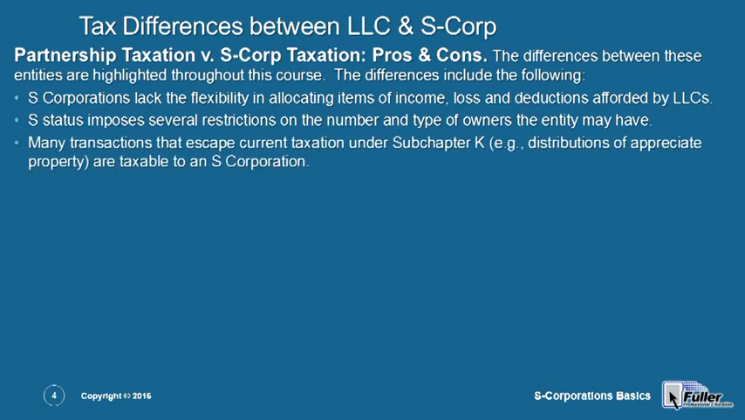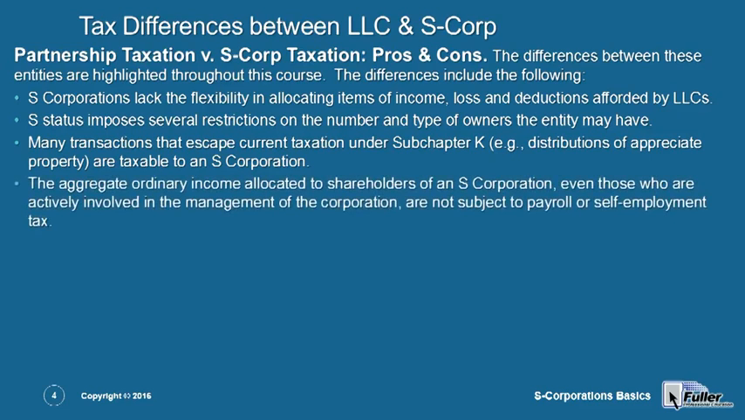Then many transactions that escape current taxation under subchapter K, such as distribution of appreciated property, are taxable to an S corporation. There's also additional taxable consequences if the S corporation has E&P, as we discussed before, carried over from a C corporate status. Then the aggregate ordinary income allocated to shareholders of an S corporation, even those who are actively involved in the management of the corporation, are not subject to payroll or self-employment tax. So this is actually one of the tax benefits of being an S corporation.